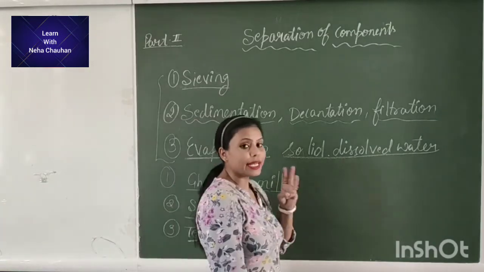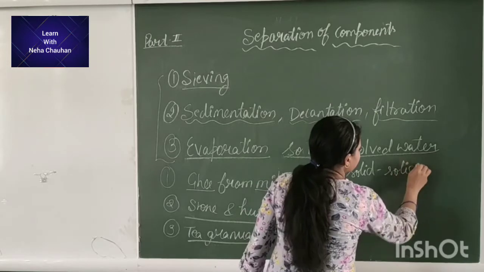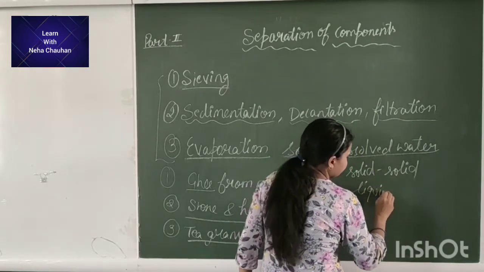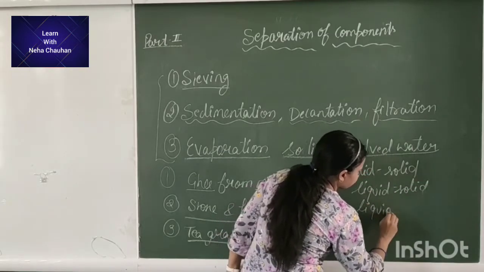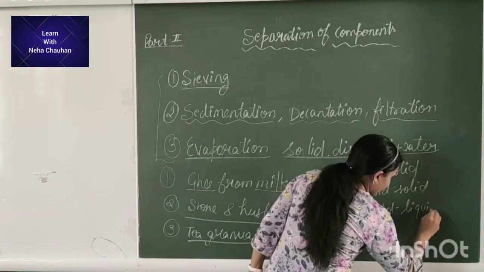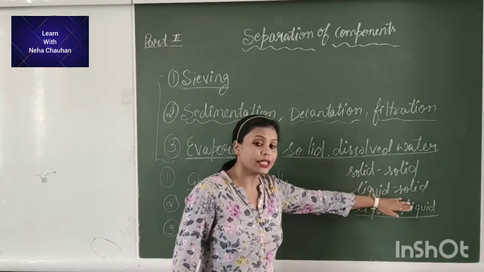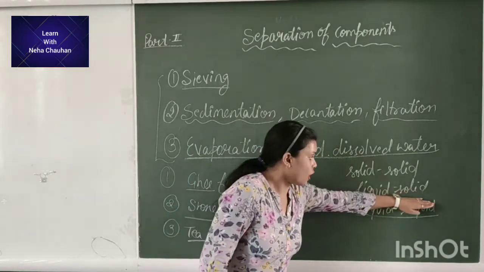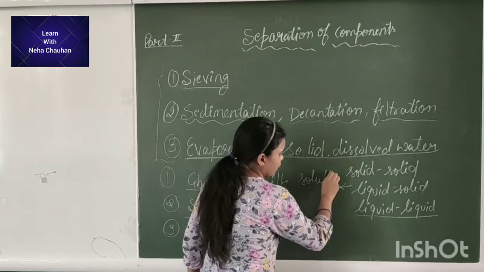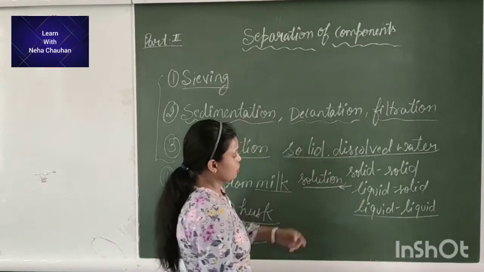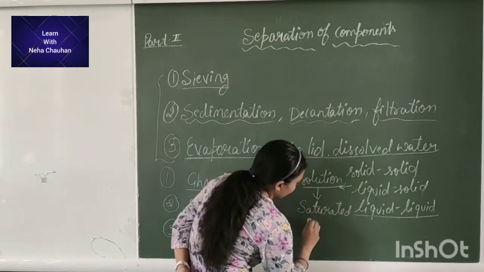Now we can have three types of mixture. What are these? Solid, liquid, and liquid. If the solid is mixed or dissolved in liquid, that is known as a solution. Solution can be of two types, that is saturated and unsaturated.